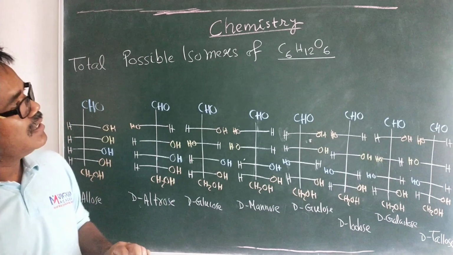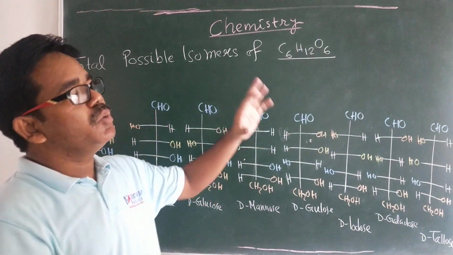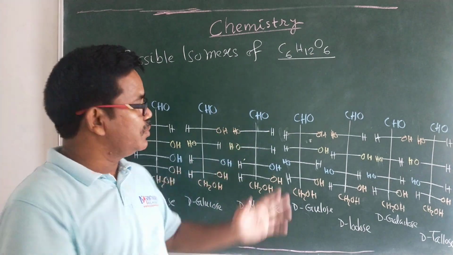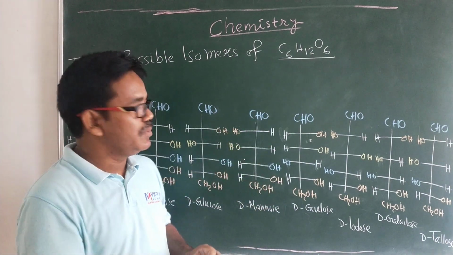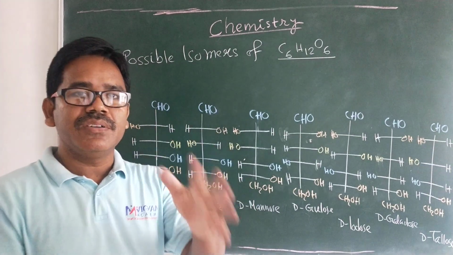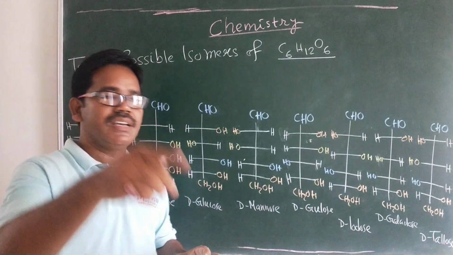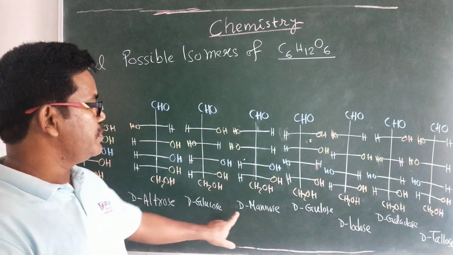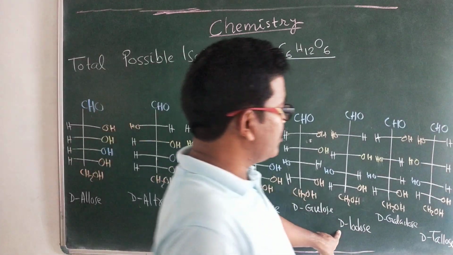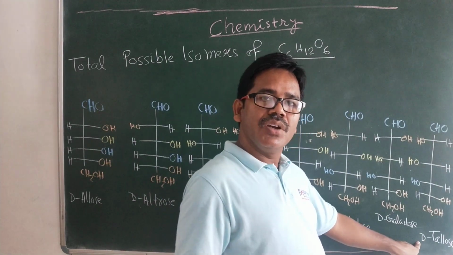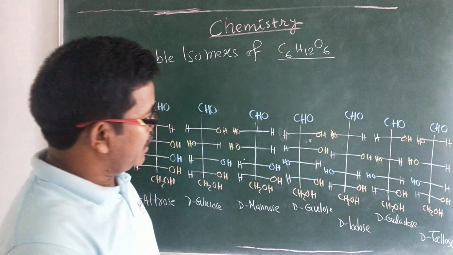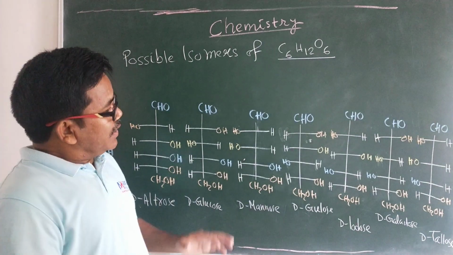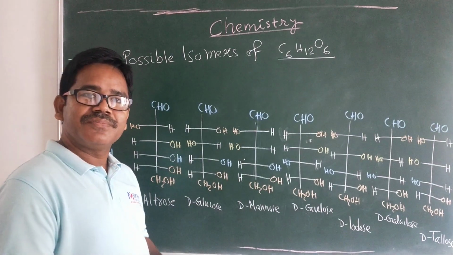Normally in exams, they will ask you to draw all possible 16 isomers, or they will give some structures and ask you the particular name of each structure. As I have written the names: diallose, dialtose, diglucose, dimannose, digulose, diiodose, digalactose, and ditallose. One of the structures will be given to you and they will ask what is the name of that particular structure. Therefore, you should know the structures.